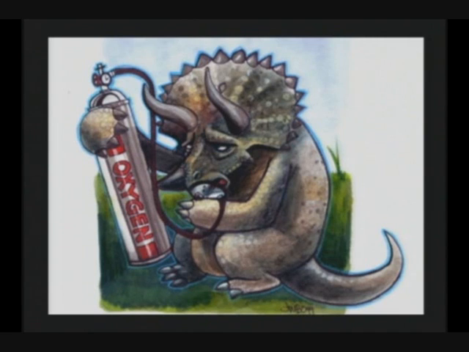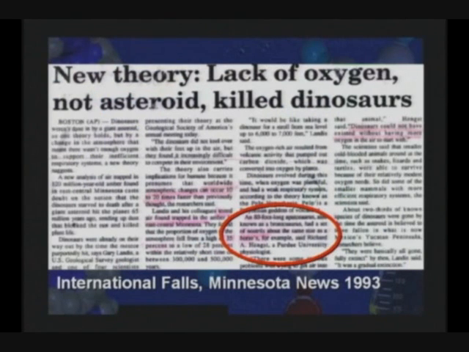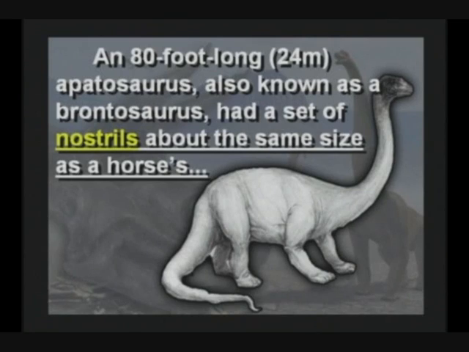Why would they say that? Well, they had a big symposium in 1993. A bunch of scientists got together to study the Apatosaurus. And they said, folks, we've got a problem. An 80-foot Apatosaurus had nostrils the same size as a horse.